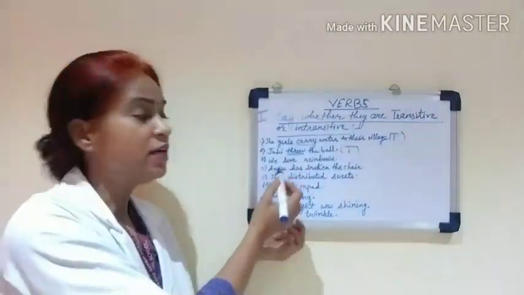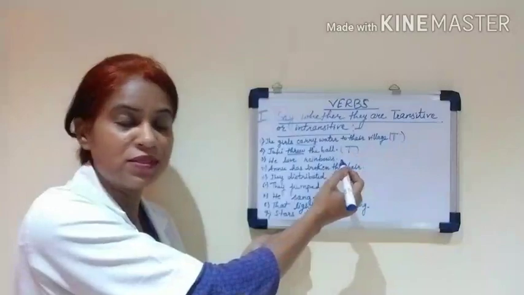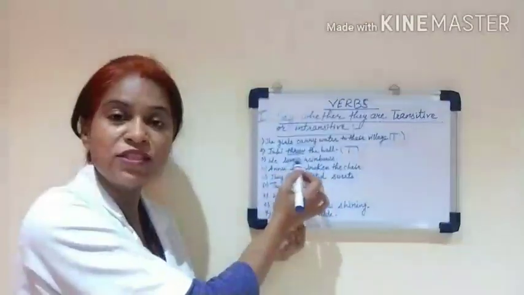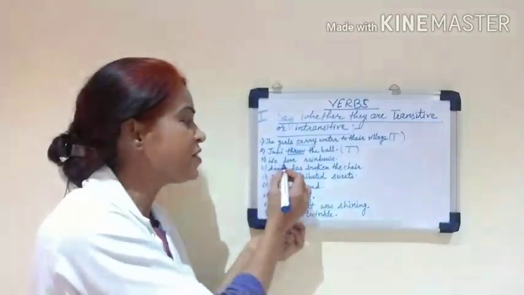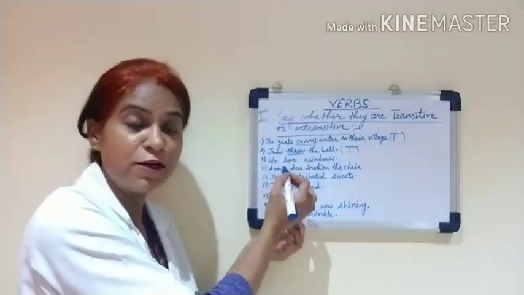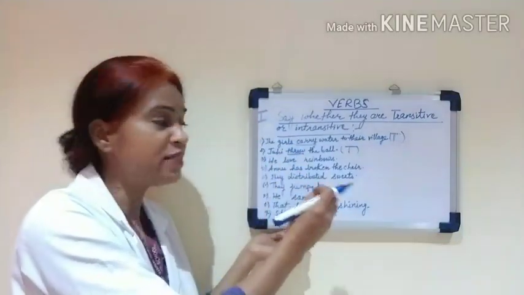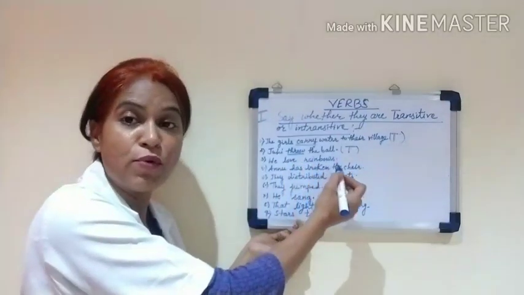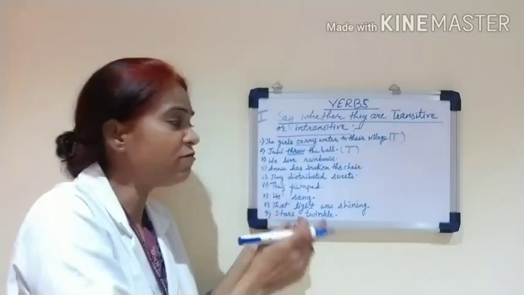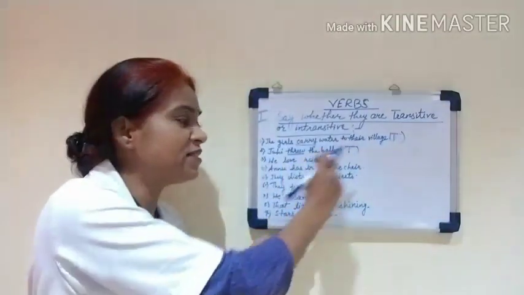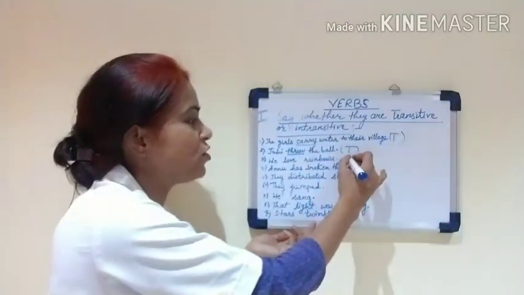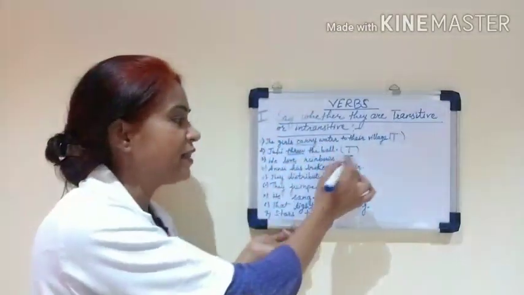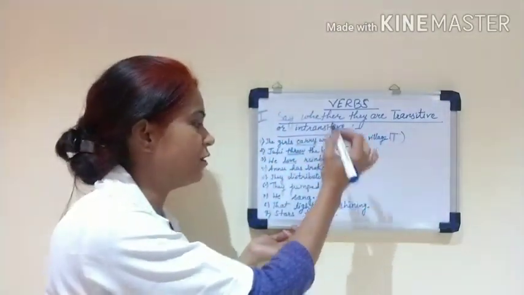Next, we love rainbows. What is verb here? First of all, pick out verb. Love is verb. This verb demands an object to complete the sentence, that is rainbows. Ask a question from yourself. What love? You will get the answer, rainbows. So this is also a transitive verb.